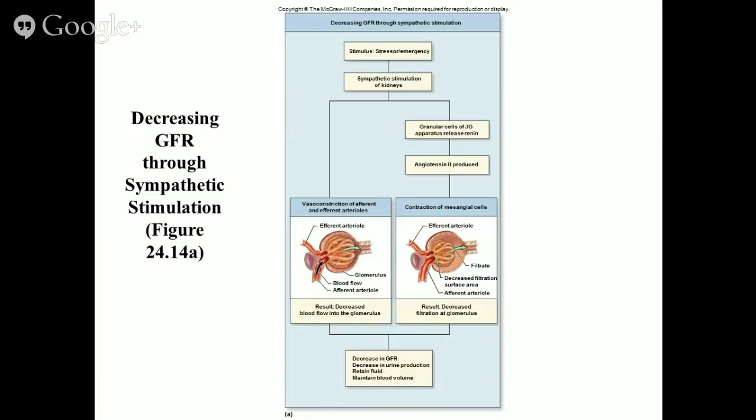Another thing it'll do is cause vasoconstriction of the afferent and efferent arterioles. And when you cause this vasoconstriction, you decrease the blood flow going into the glomerulus. If blood flow decreases, then blood volume within the glomerulus decreases, which means that blood pressure in the glomerulus decreases, which means the GFR decreases, and that decreases overall urine production.